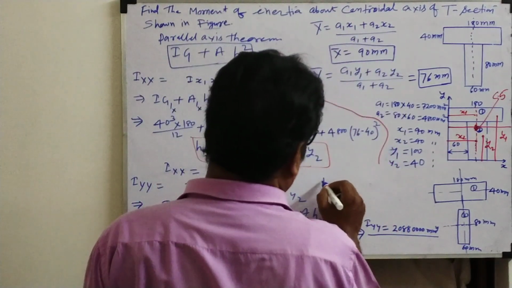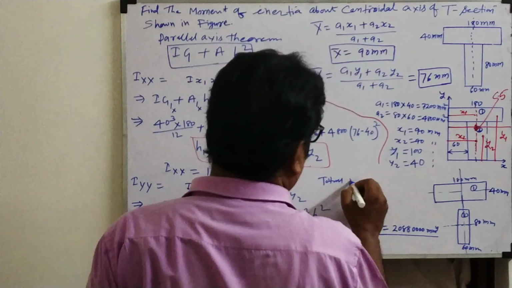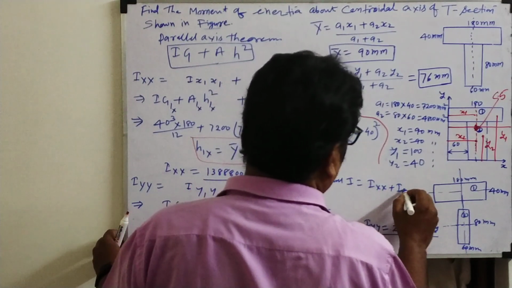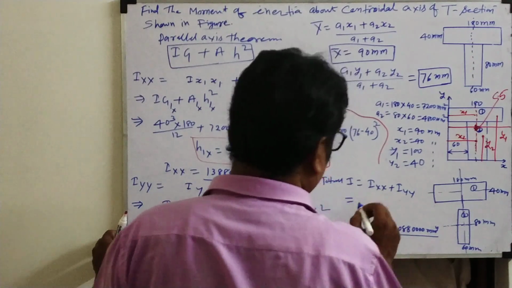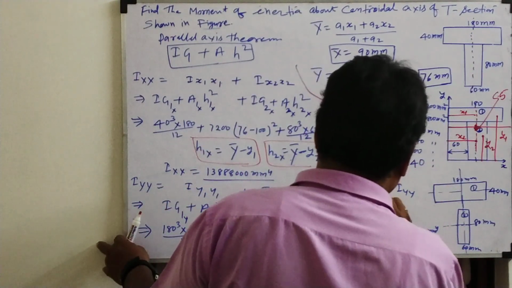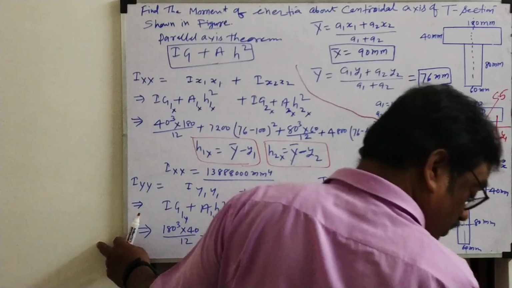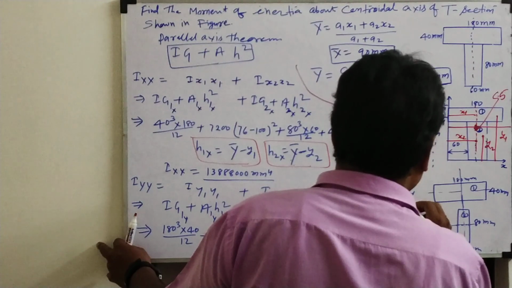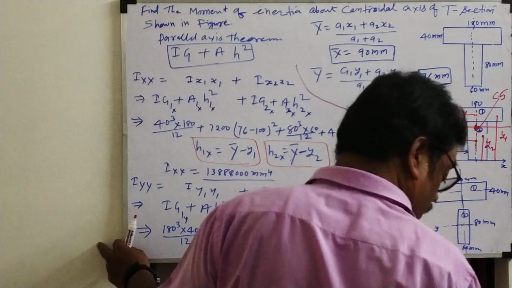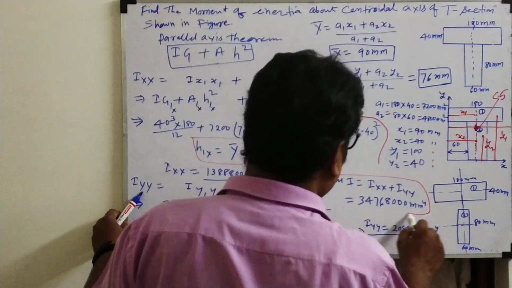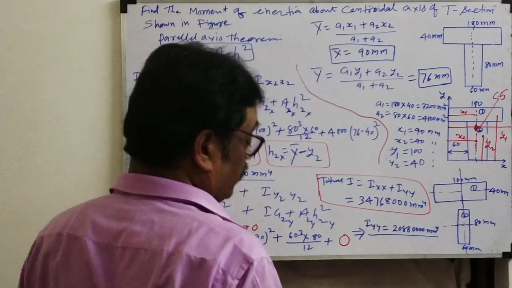Then total moment of inertia is equal to nothing but Ixx plus Iyy. You fill in these two and add; this value comes to 3476800 mm power 4. This you are getting as the final moment of inertia.